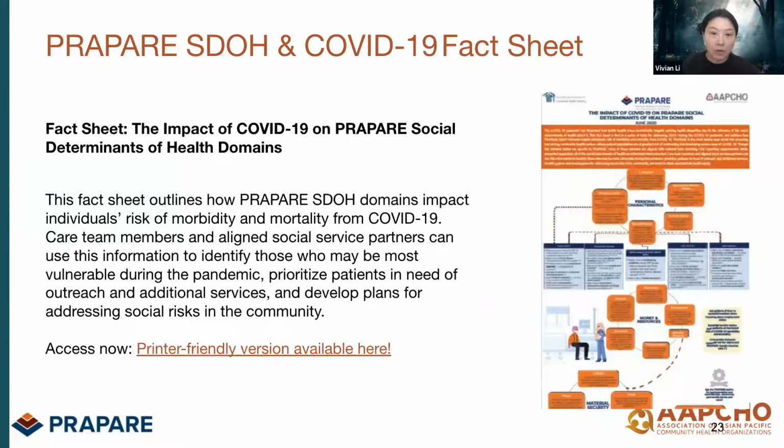So speaking of COVID, in May 2020, we conducted a survey on how health centers are using Prepare during the pandemic and came out with a fact sheet which outlines how Prepare SDOH domains impact individuals' risk of morbidity and mortality from COVID-19. You can find this fact sheet on the Prepare website. We're actually conducting a follow-up survey to check in on how health centers are using Prepare now that we're a year into the pandemic. Next slide, please.